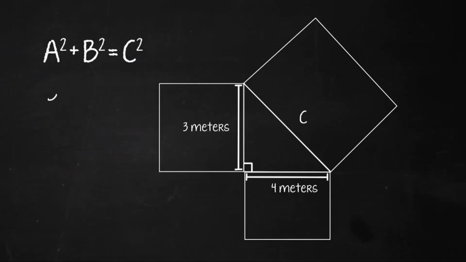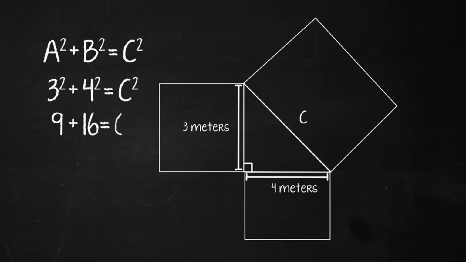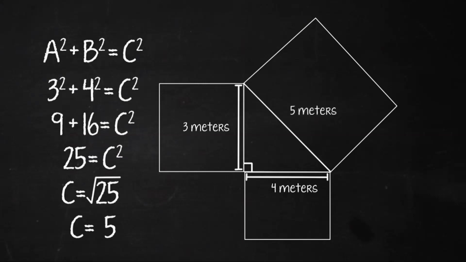Therefore, our equation is 3 squared plus 4 squared equals c squared. So, 9 plus 16 equals c squared. 25 equals c squared. Side C will be the square root of 25. So side C is 5 units. Great job! Now let's apply the Pythagorean theorem to another right triangle to determine the unknown side.